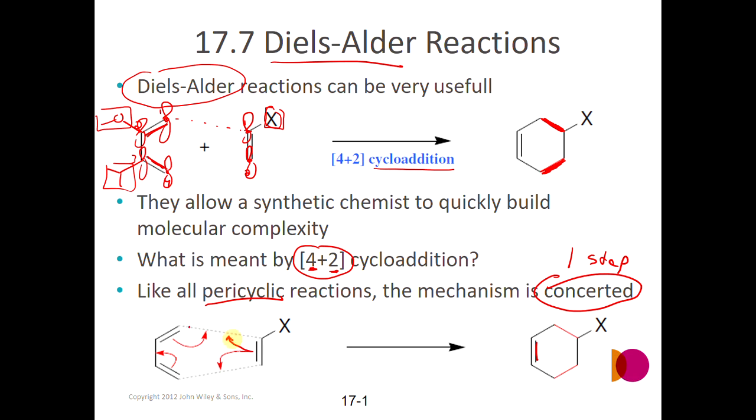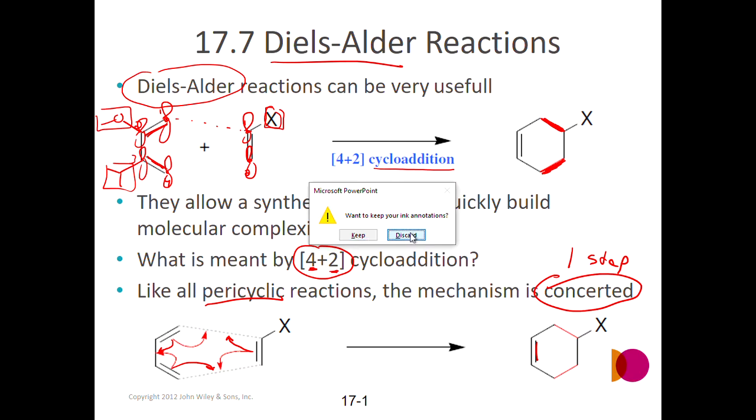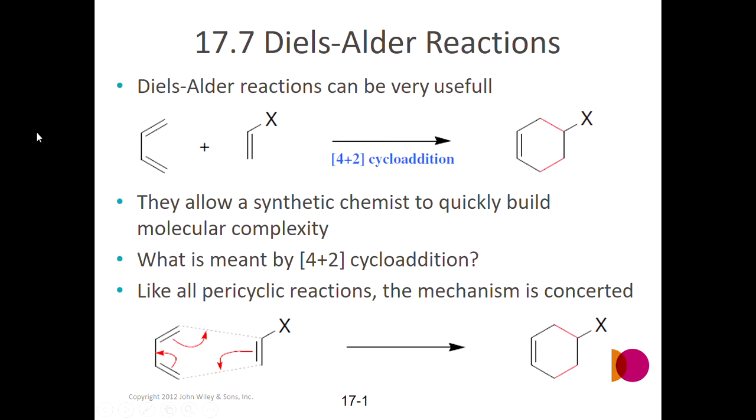I could move this up here to form the sigma bond. This could come down here and make the pi bond. And this could come over here to make this sigma bond. So the way you show the arrows moving, either counterclockwise or clockwise in a circle, doesn't matter. What matters is that it's a circular pattern. You can't move some of the electrons without moving all of them.